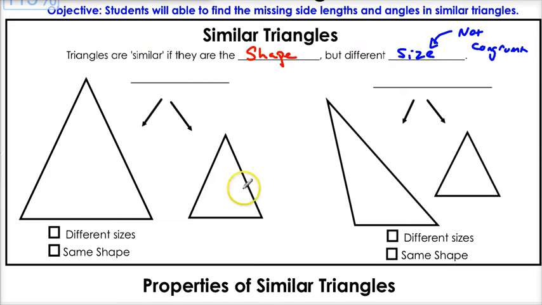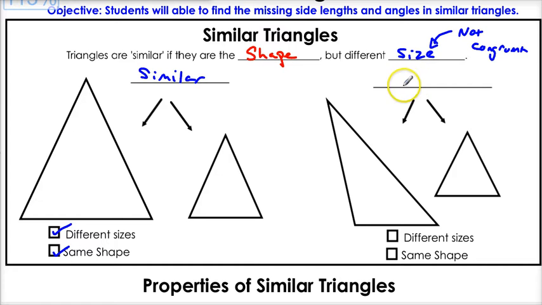If you look at these two triangles, they are exactly the same shape, right? They are both these isosceles-looking triangles, but they are different sizes. So these would be similar, because they knock off our boxes. They are different sizes and they are the same shape. So those would be similar.